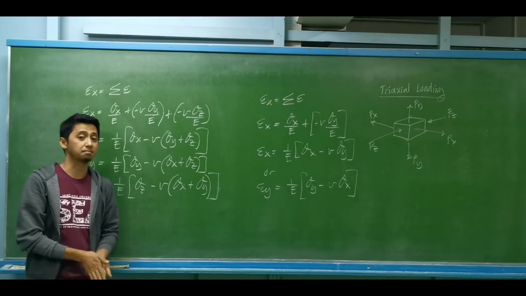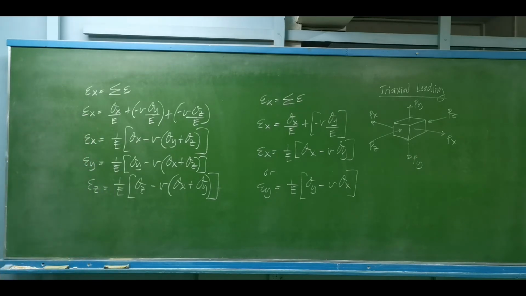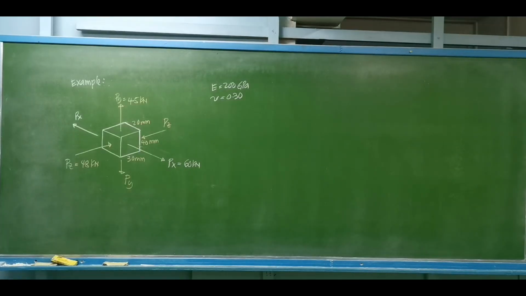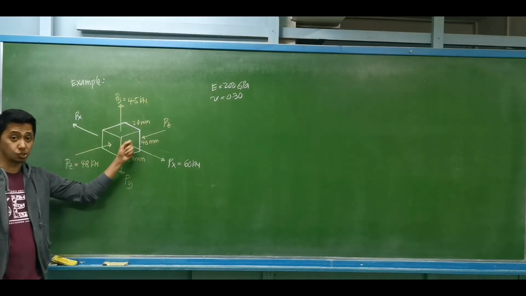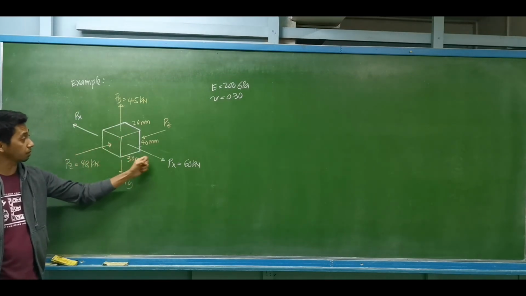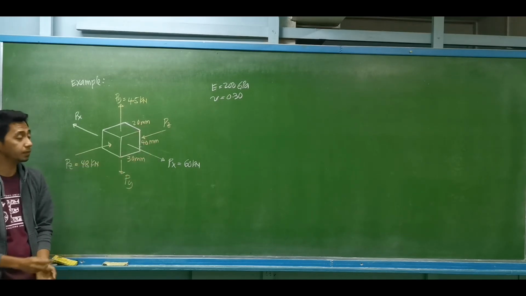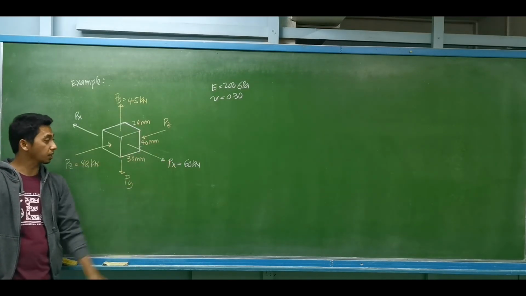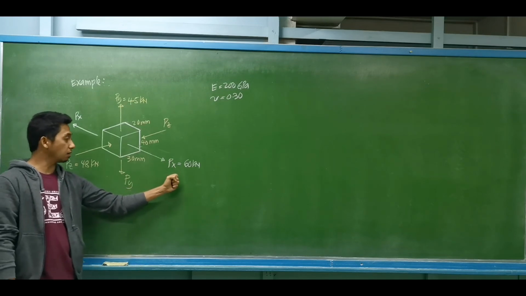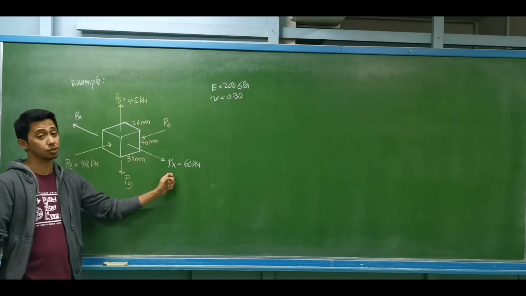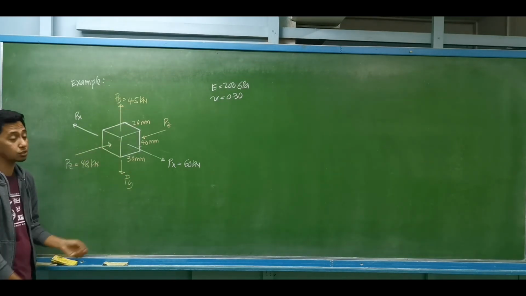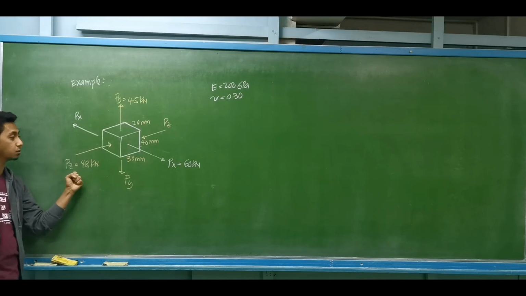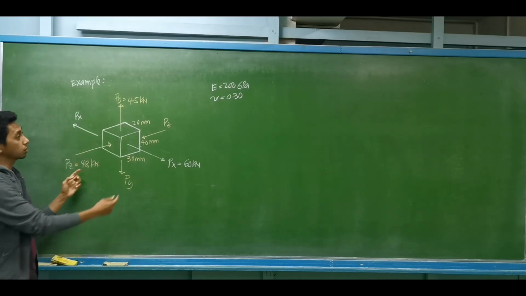So let's have an example. For example, we have this sample with a dimension of 30 mm by 40 mm by 20 mm. It carries three forces in three directions. The axial force along x is 60 kilonewtons under tension. The force along y is 45 kilonewtons, also under tension, and the force along z is 48 kilonewtons in compression.